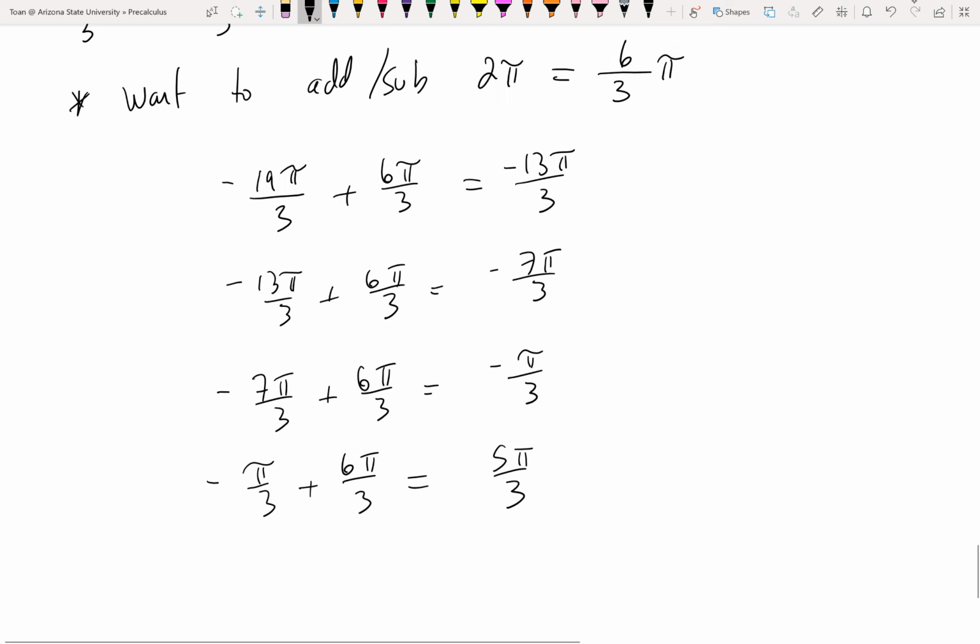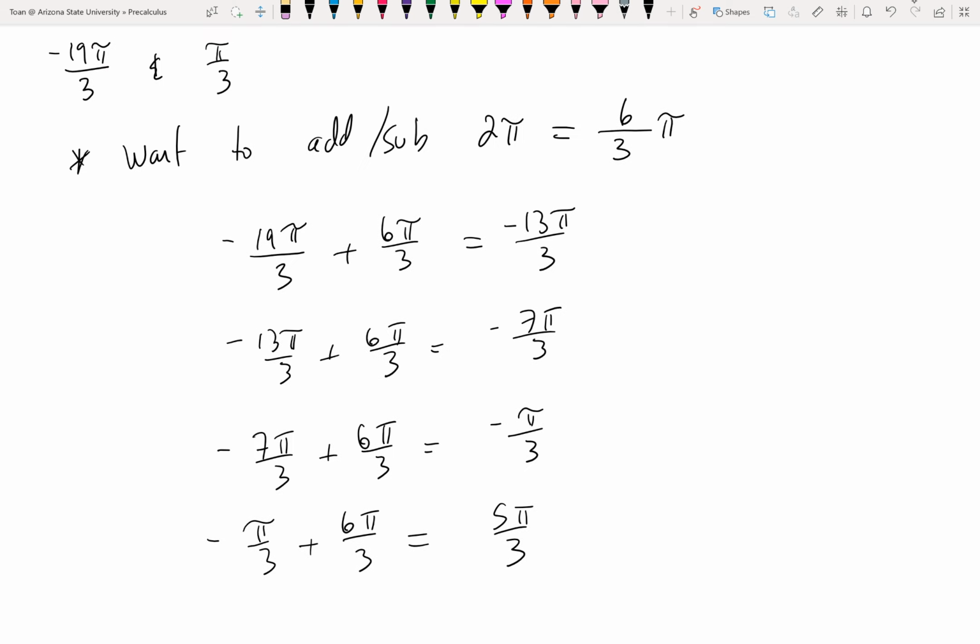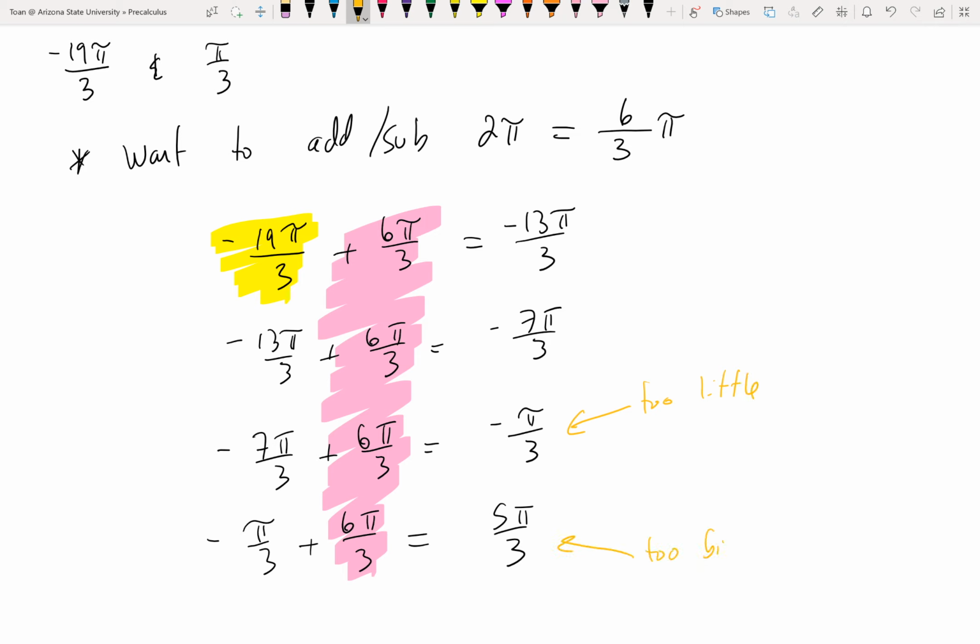Well, wait a minute. We had pi thirds to begin with. So what does this work say? This work says that if I start at one angle and constantly add or subtract another angle, it is impossible for me to settle in on pi thirds, because we should notice this is too little and this is too big, right? We wanted pi thirds, but this work says if I start at negative 19 pi thirds, it is impossible to land on pi thirds by going full circles. Therefore, these two angles are not coterminal.